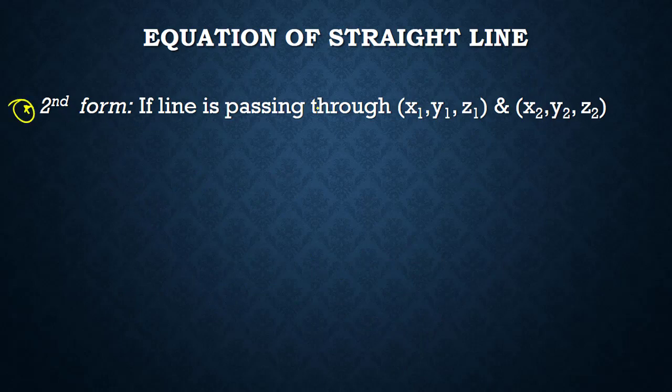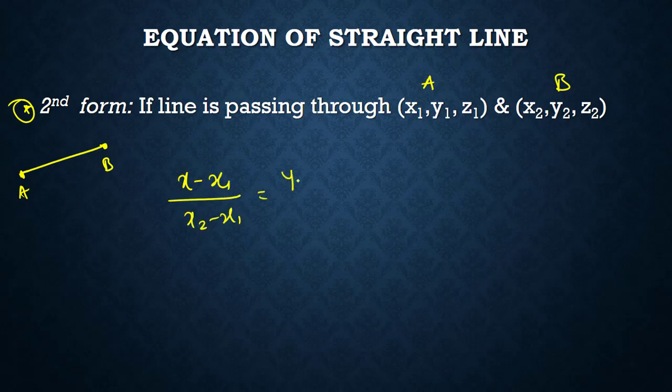Next, move to the second form of a line. If the line is passing through two given points x1, y1, z1 and x2, y2, z2, then what is the form? Suppose these are the coordinates of A and B. A is x1, y1, z1 and B is x2, y2, z2. Then the form is again very simple, the same as your first one. (x minus x1) upon (x2 minus x1) equals (y minus y1) upon (y2 minus y1) equals (z minus z1) upon (z2 minus z1). It is very simple to remember.